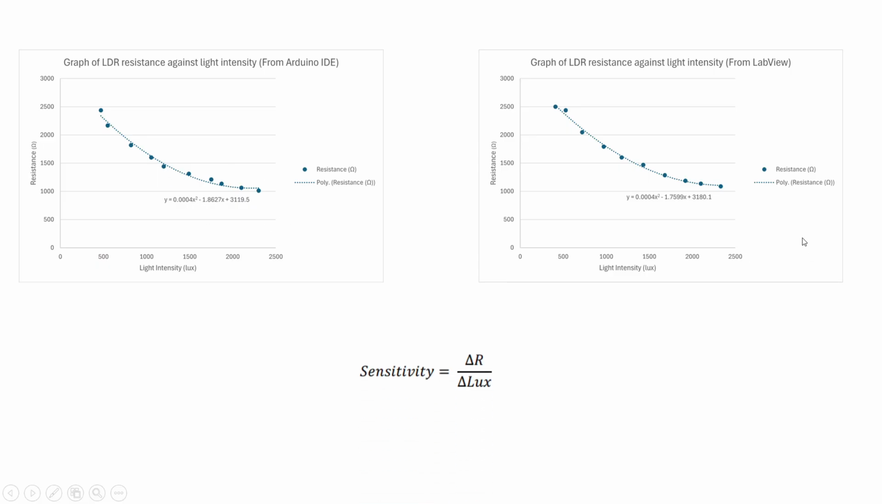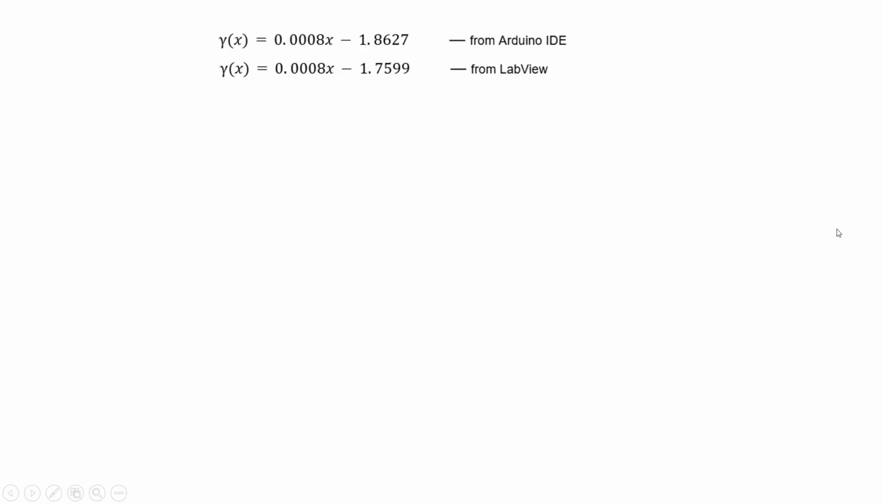The next step is we need to find the sensitivity of the LDR by using this formula, which is change in resistance divided by change in luminous intensity. Since this formula is actually finding the gradient of both graphs, we can differentiate the equation to find the sensitivity at each luminous light intensity. So this is the equation after differentiation. The first one is from Arduino IDE and the second one is for the LabVIEW case.